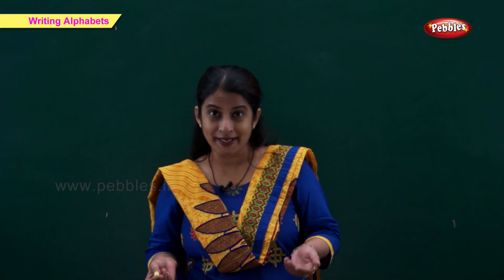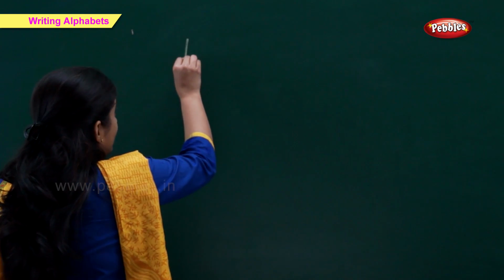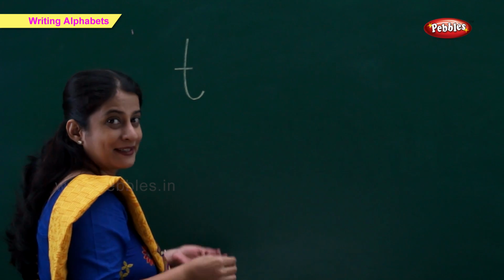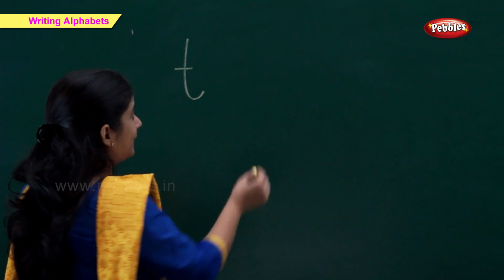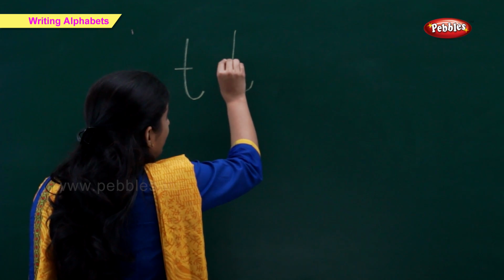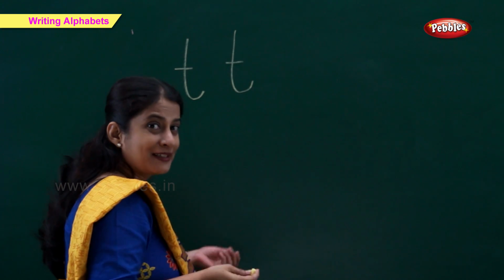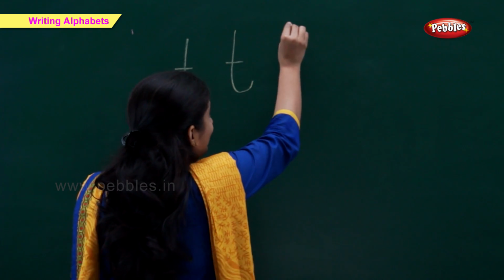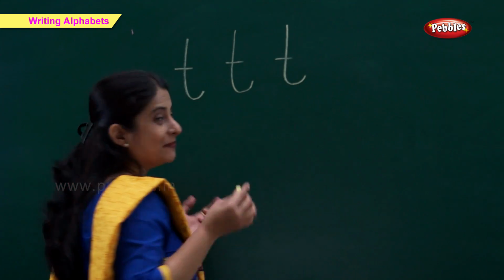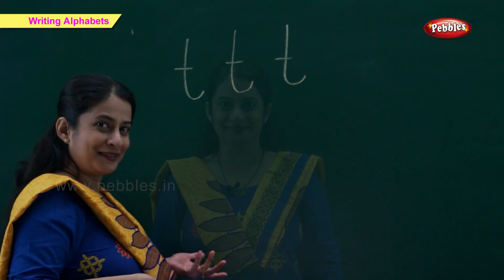Now we are going to write T, small t. Standing line with a curve and a sleeping line makes T, small t.